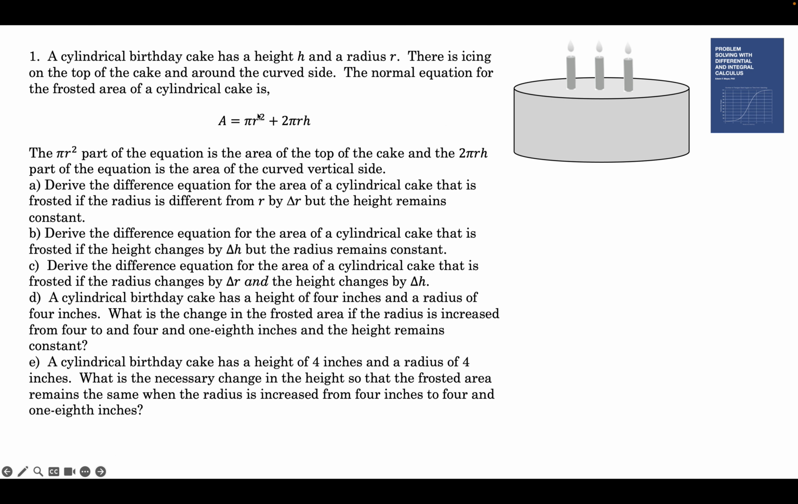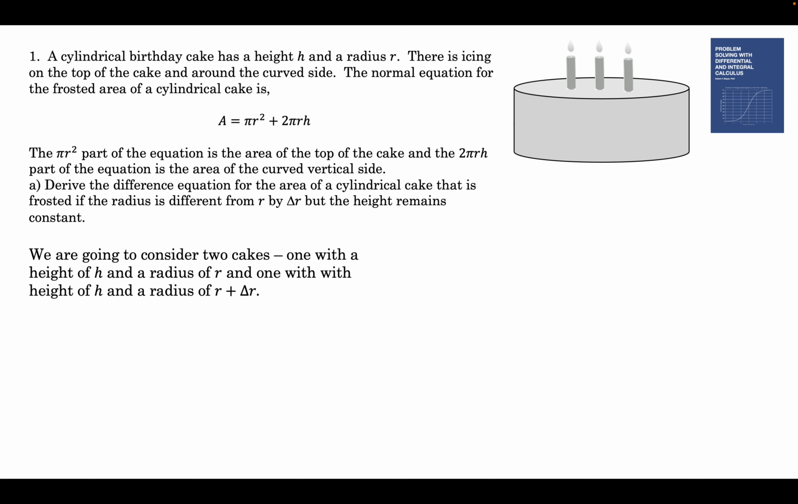Pi r squared, which is the circular top, and 2 pi r h, which is the curved side of the cake. That's the total frosted area of the cake. So derive the difference equation for the area of a cylindrical cake that is frosted if the radius is different from r by delta r. That's part A, and we're going to focus on that first.